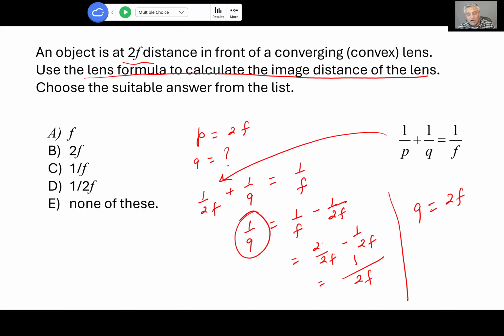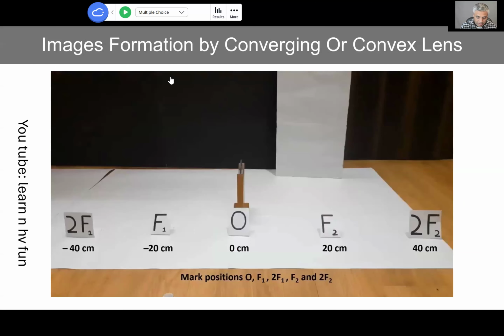So when object is at a distance 2 times the focal length, the image is also exactly formed right there. That's what it is showing. And thanks to, again, this Learn and Have Fun YouTube channel, they have made this video.